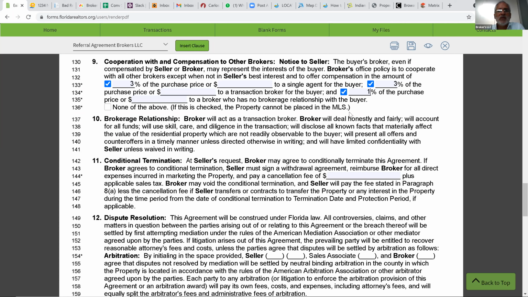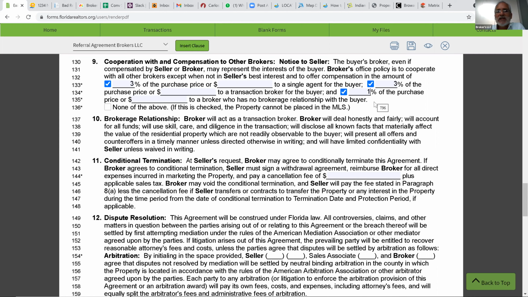Because you're paying 3% commission to a single agent that represents the buyer. You're paying 3% commission to a transaction broker for the buyer, but you are offering 1% of the purchase price to a broker who has no broker relationship with the buyer. Who is that person? A real estate agent who didn't show the property, who didn't do any work, but he just sent the client. I mean, you're right in part.